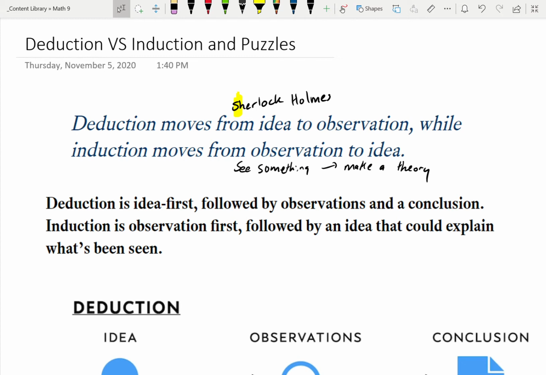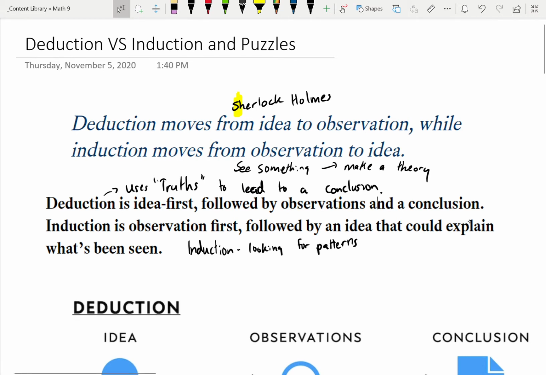These work opposite to one another, and in certain cases deduction works best, and in other cases induction works best. Deduction is idea first, followed by observations, and then a conclusion. Induction is observation first, followed by an idea that would explain what's been seen. Oftentimes induction is looking for patterns, and deduction uses truths to lead to a conclusion, whereas induction looks for patterns to make theories. I'm going to show you a couple different ways.